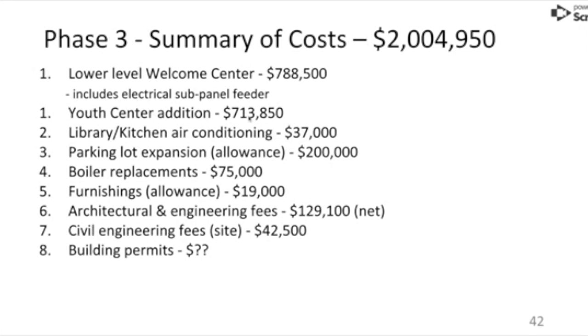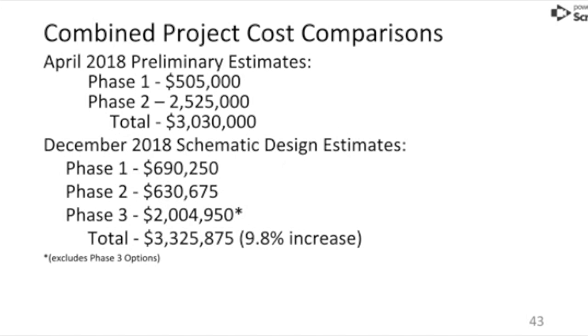The youth center addition at $713,000, again, could be separate. This includes some facilities infrastructure with air conditioning for the library and kitchen, parking lot expansion, replacement of boilers, furnishings, architectural fees, and other miscellaneous costs like fees and permits, for a total cost of $2,004,950. Again, this has not been approved except in concept.